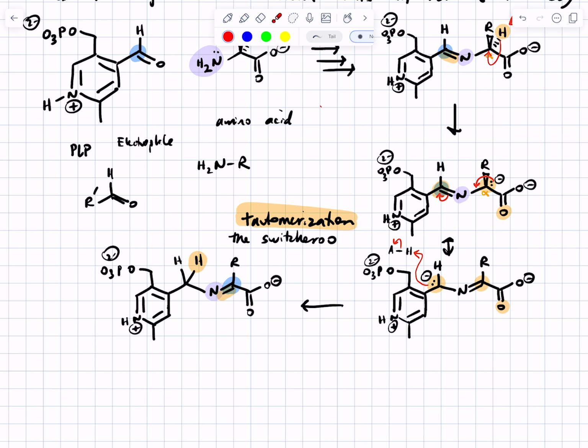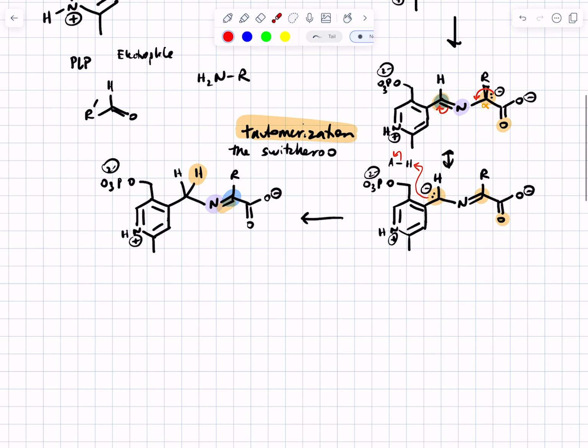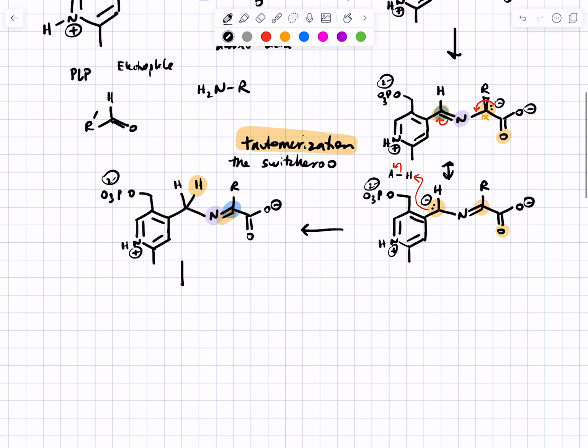Are the two in equilibrium in tautomerization? Yes, you could go backwards as well. And nature will do this forwards and backwards depending on where it needs the nitrogen to be. Okay? So what's the point of all of this? Let's go ahead now and hydrolyze the imine.